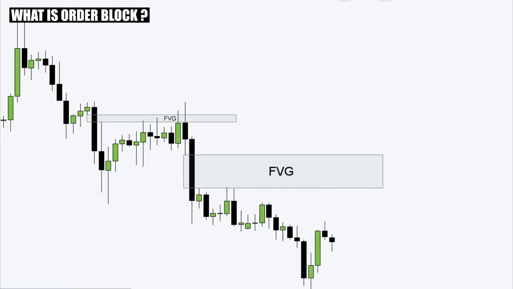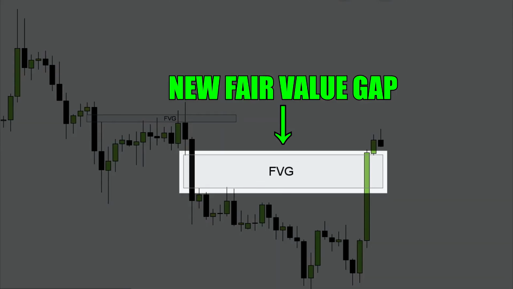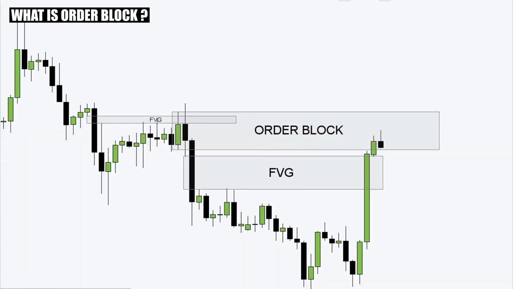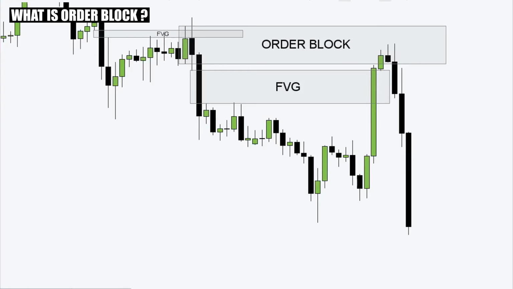So, summarizing the bearish scenario, price is in a downward leg. A bullish candle retraces into a prior bearish fair value gap. Price then drops again, leaving a new fair value gap in the same leg. This setup creates a valid order block. Once you've identified such an order block, you need to mark it correctly.